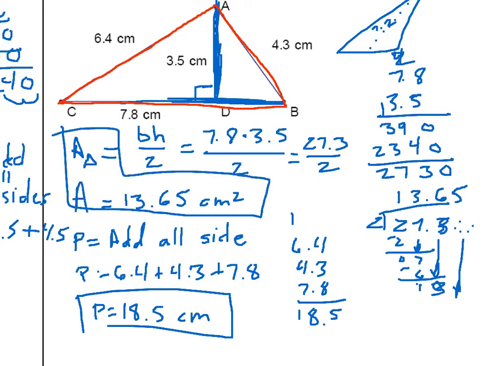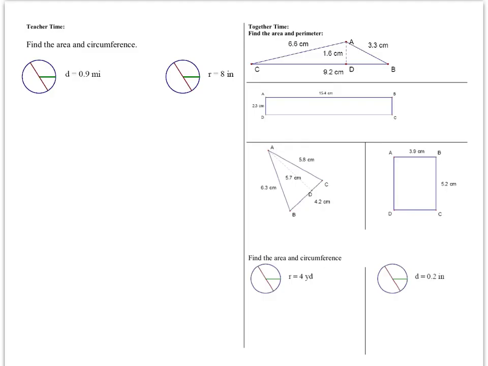Okay. So that covers 2/3 of our lesson for today. Considering our lesson is to find area and perimeter of triangles and rectangles. We've dealt with triangles and rectangles. Now we need to move on to circles. Have our circles on the other side.